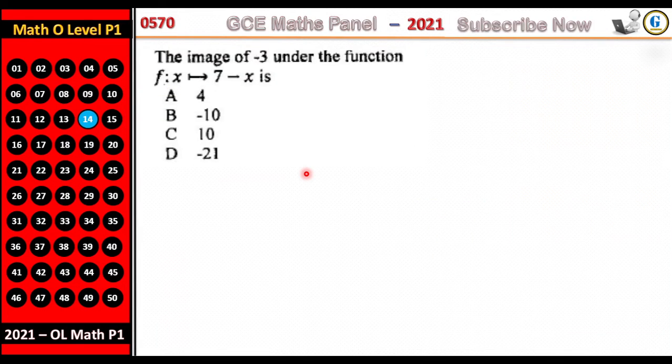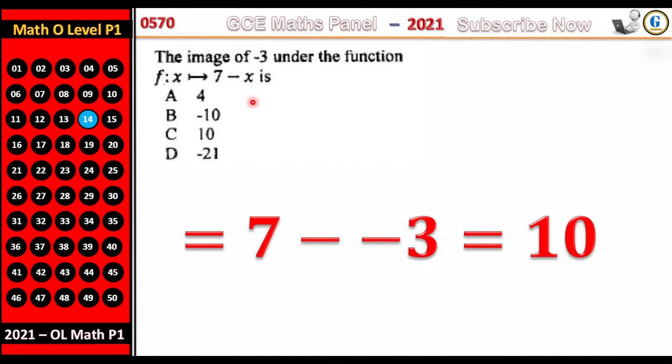14. The image of -3 under the function f: the image of -3 just means f of -3. So f of -3 is equal to 7 minus -3. That gives us 10. So our key here is C.